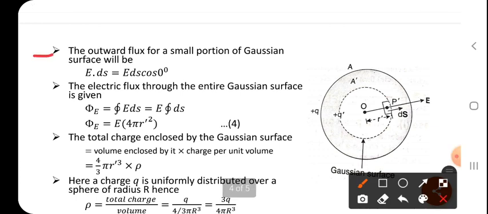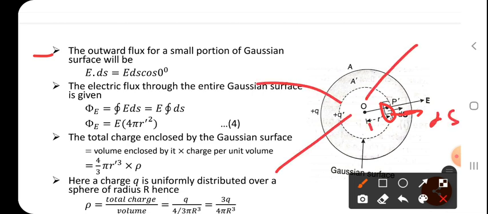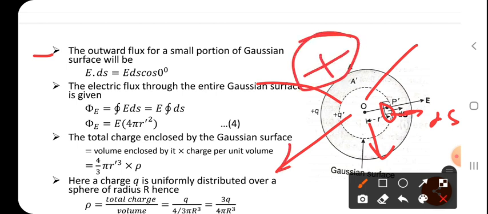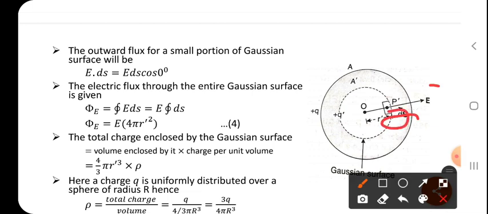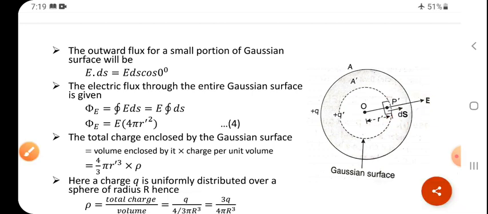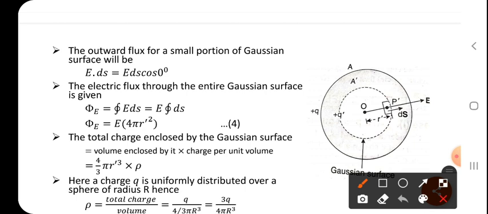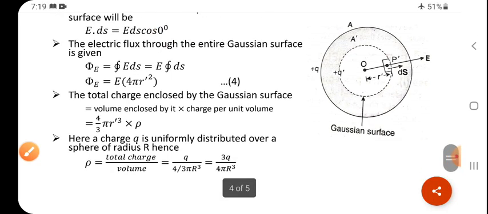The outward flux for a small portion of the Gaussian surface will be as follows. At this point, consider one small area dS. The area vector is always drawn outward, and the field is always away from this point. Why? Because positive charges are there, and the lines of force of positive charges go outward only. So dS and E are parallel to each other. When these two are parallel, we already know E dot dS can be written as E dS cos theta, with theta equal to 0.